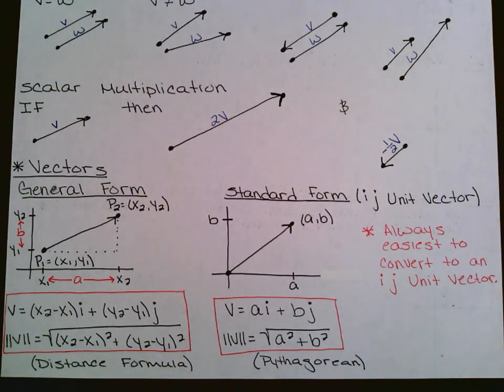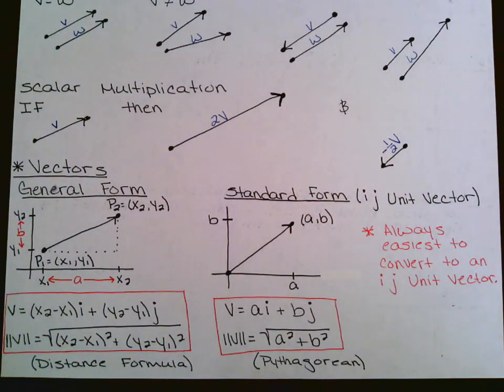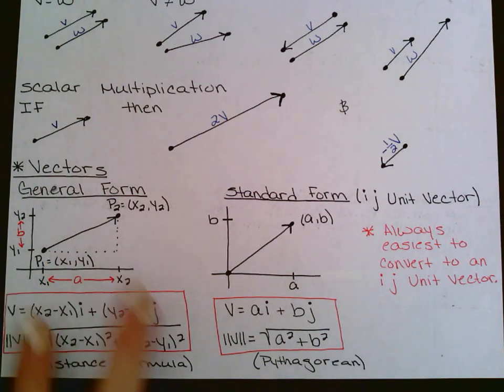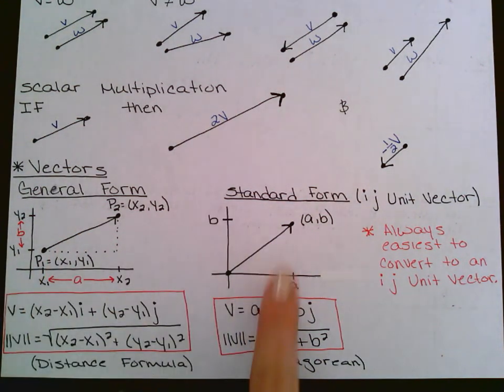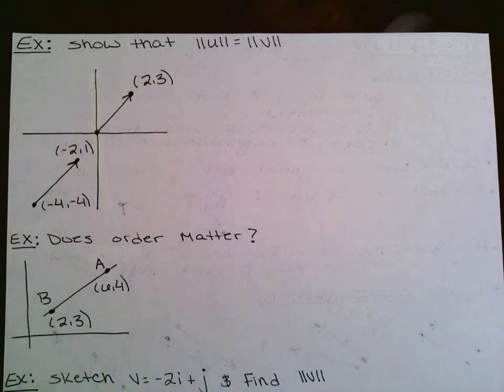So no stress of having that memorized. Just know that if it's in standard form as an IJ unit vector, we can go straight to Pythagorean. If it's in general form, we're going to have to do distance, or you can convert it first and then do Pythagorean if you feel like that is shorter. Again, standard form, that IJ unit vector, is our goal. So let's start looking at some examples.